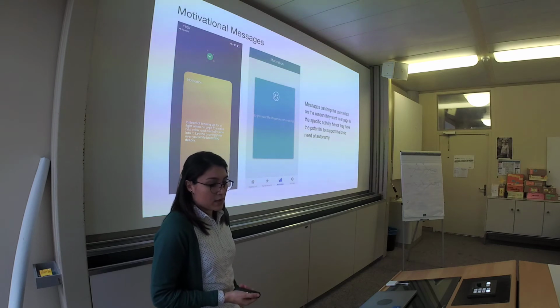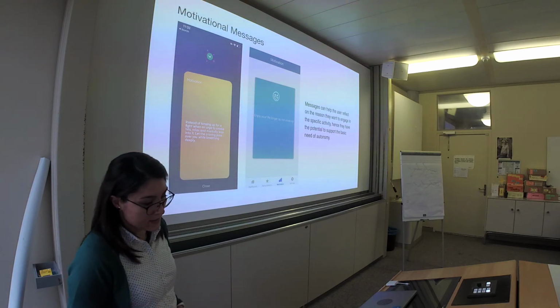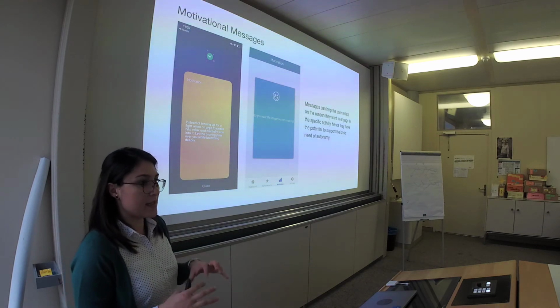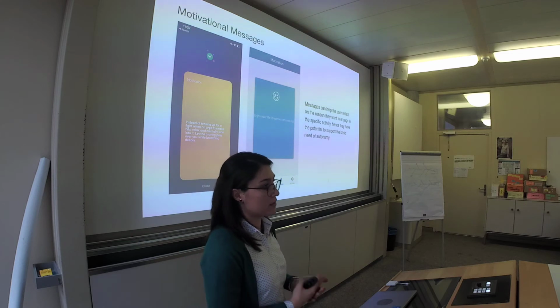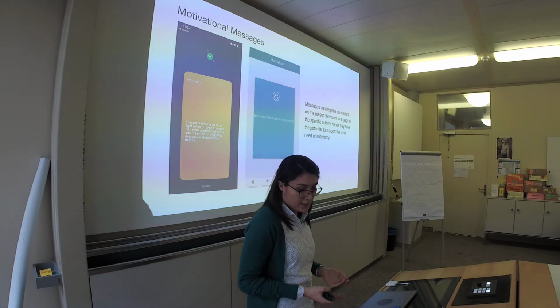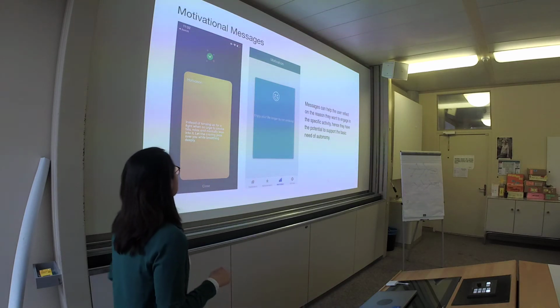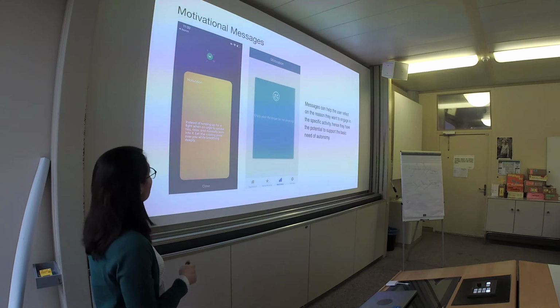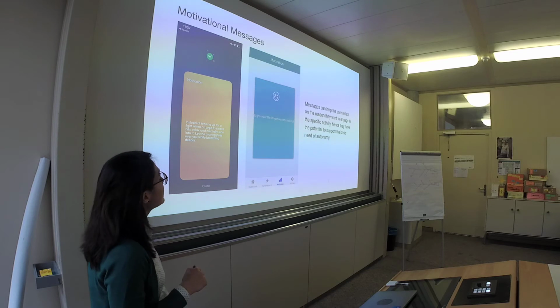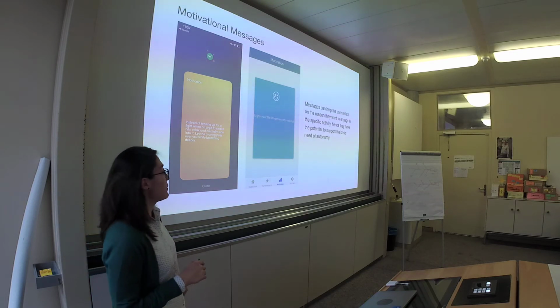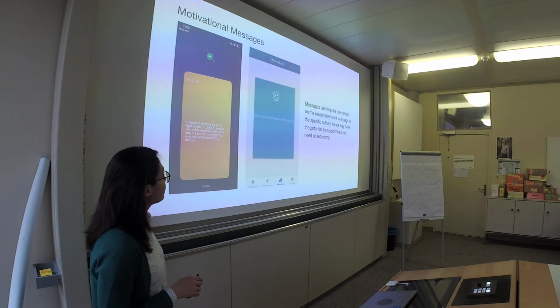Next, in autonomy, we also have motivational messages. These messages help the person reflect or think about why they want to pursue the goal that they're trying to reach. And in this example, we see messages from these apps that send you messages to be more motivated to stop smoking.